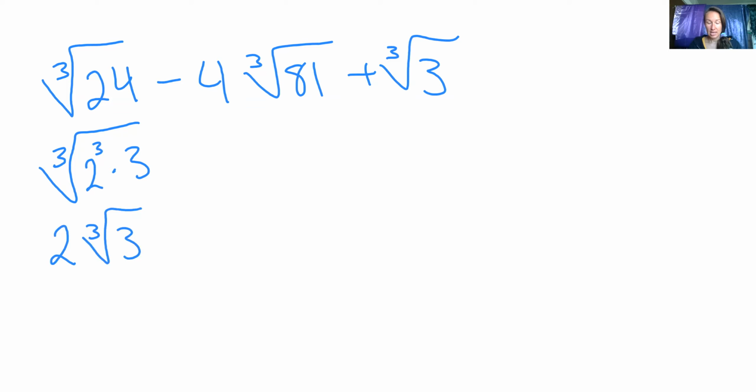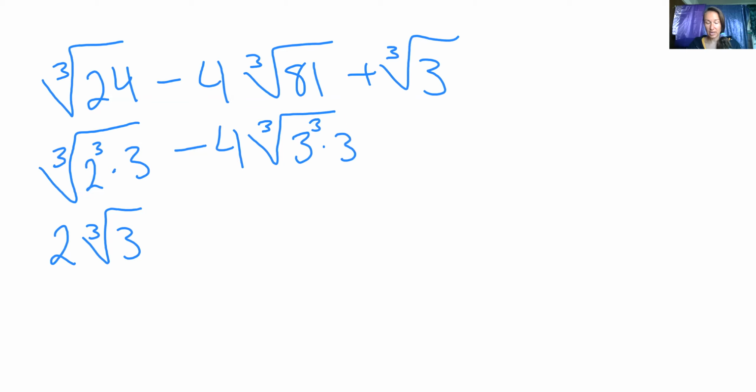Okay. Now let's look at our second term here. That 4 stays out front. 81 is 9 times 9, and 9 is 3 times 3. So 81 is basically 4 factors of 3, but we are just looking for 3 factors. So I'm going to separate one of these factors of 3 off. So I'm going to rewrite this as 3 to the third times 3.